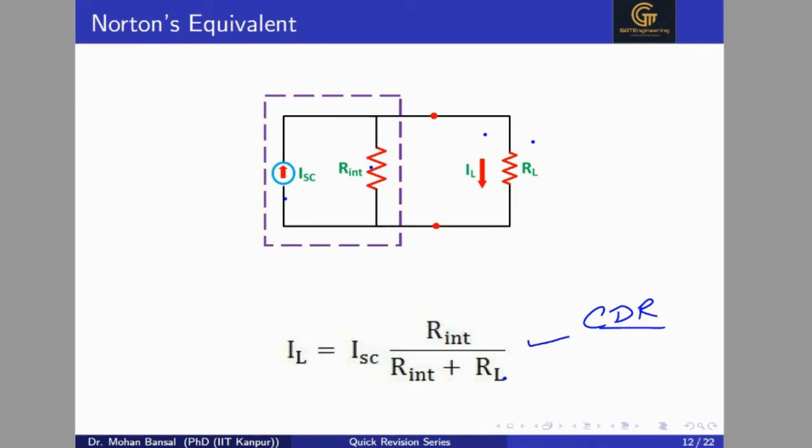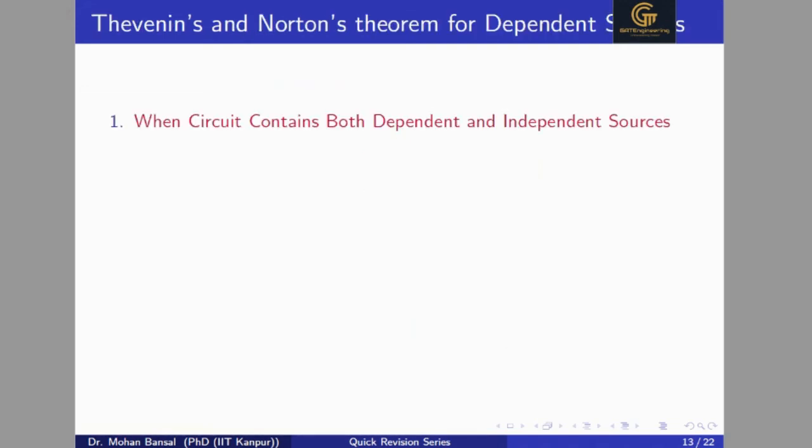Now, if we consider dependent sources in a network, there may be two cases. One is only dependent sources in a circuit. Another case is both dependent as well as independent sources in the circuit. So first we'll consider when both dependent and independent sources are given in the circuit. Then later on we'll see when only dependent sources are given. And both the theorems are similar in these cases.